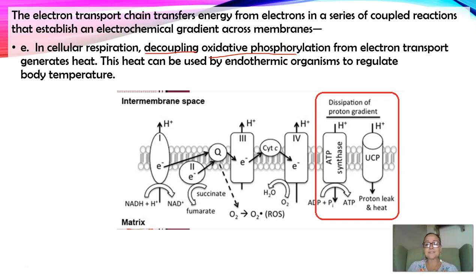So what that means is you can create a proton leak that allows the protons to just diffuse back through into the matrix without making ATP. So it's really just a way to allow for metabolism to occur to generate heat without the production of ATP. And endotherms will use this to help us maintain constant body temperatures.